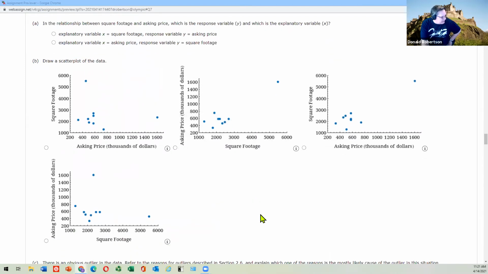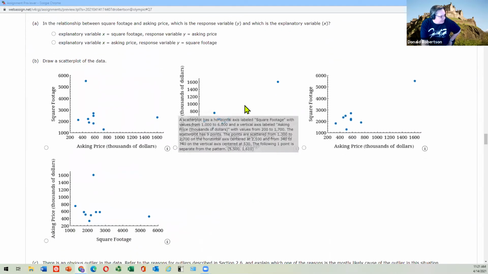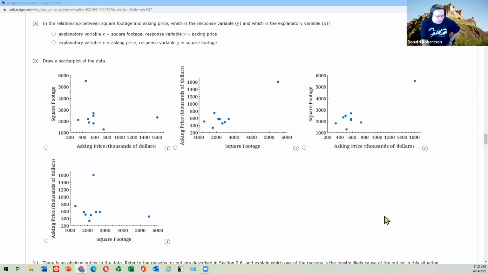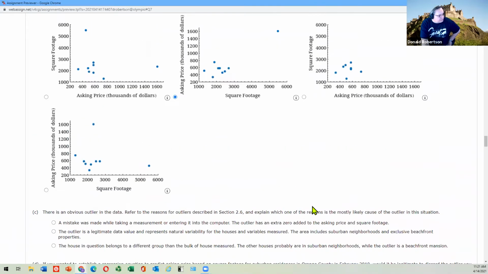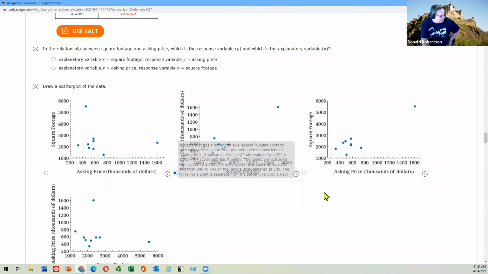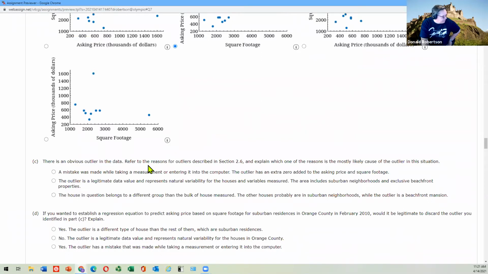And I believe it was this picture or it was this one. I'm looking at my data right now and it ends up being that one. I'm not going to zoom back and forward. Can you trust me? It was that one. And there is an obvious outlier in the data. Yep, you're right, that one. Refer to the reasons for outliers. Well, I've talked about that, right? If you're distinctly different from the rest of the data, that kind of thing. Explain which one of these reasons is the most likely cause for this outlier.